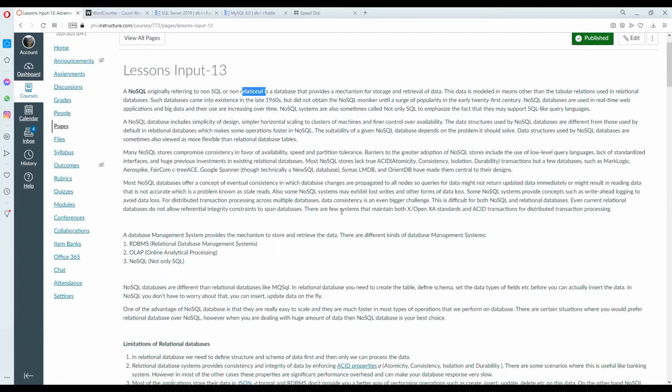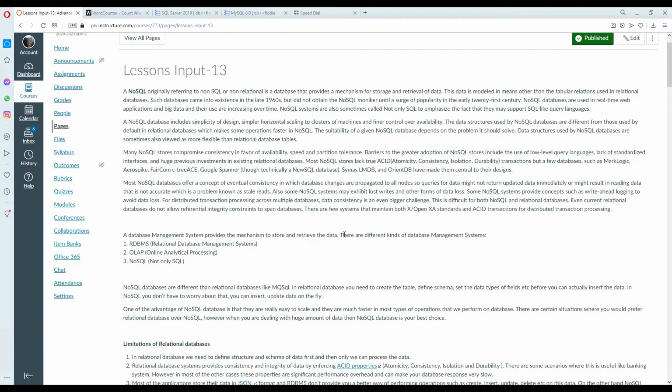Most NoSQL stores lack true ACID, or atomicity, consistency, isolation, and durability, which, as you may remember, has been discussed as one of the properties of a relational database. But a few databases such as MarkLogic, Aerospike, FairCom, Google Spanner, and OrientDB have made them central to their designs.